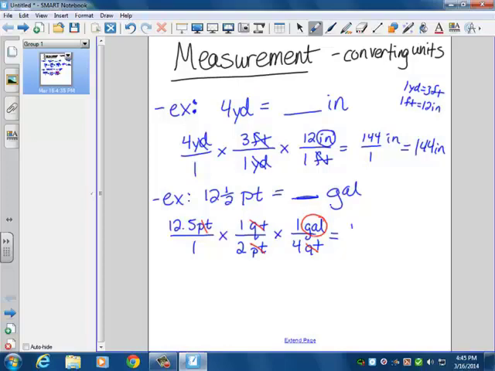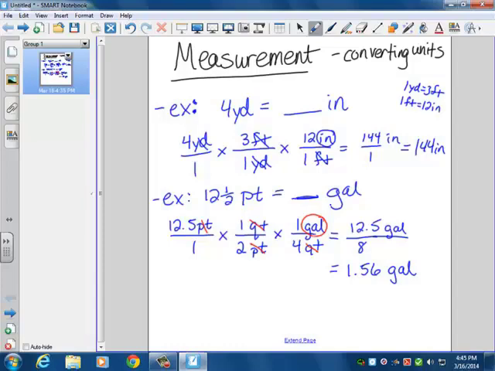So now I'm going to multiply straight across on top. 12.5 times 1 times 1 is 12.5. 1 times 2 times 4 on the bottom is 8. Left with gallons on top. So 12.5 divided by 8 is about 1.56 gallons.